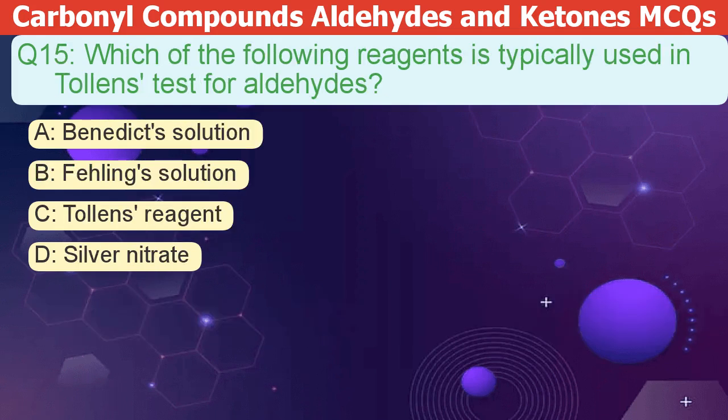Which of the following reagents is typically used in Tollens test for aldehydes? A. Benedict solution. B. Fehling solution. C. Tollens reagent. D. Silver nitrate.